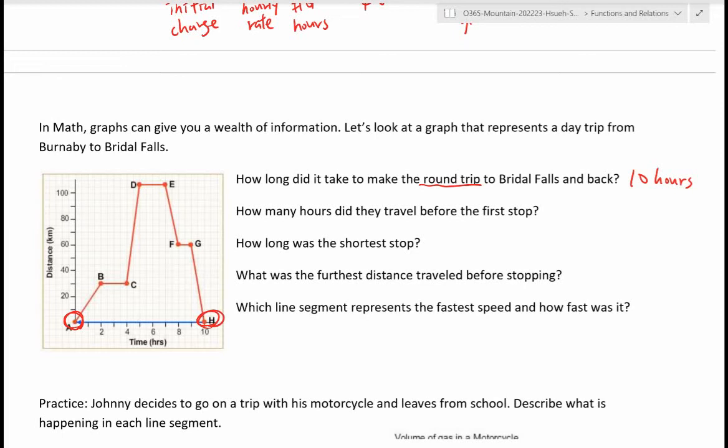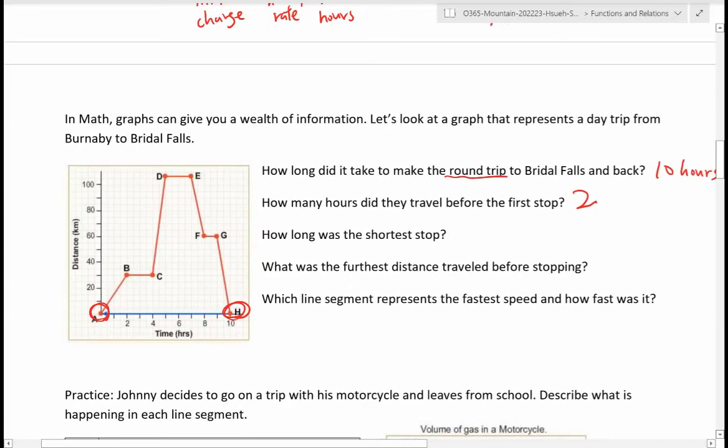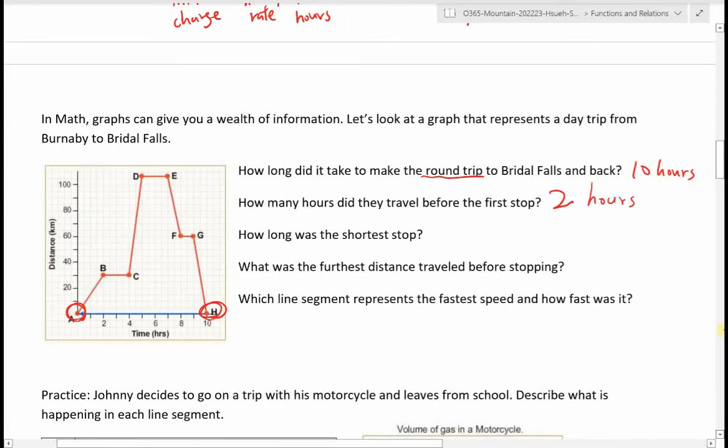Second question says, how many hours did they travel before their first stop? Now you might ask, well, where's the first stop? Well, the first stop is actually B to C, because you can see the distance did not change from B to C. However, time does go on, of course, it just continues to go on regardless. But you can see the distance is not changed, so that means they are stopped. So how many hours did they travel? Well, from A to B, it takes 2 hours. So they travel 2 hours, and then they stop for some time.